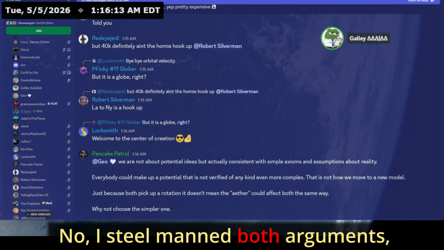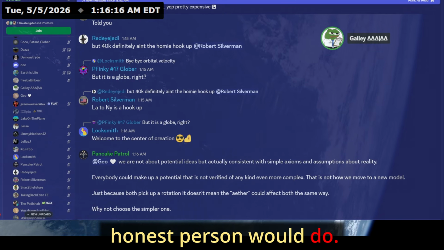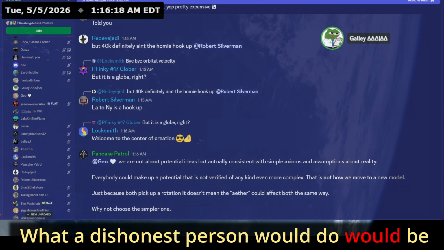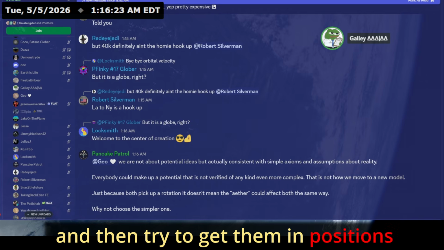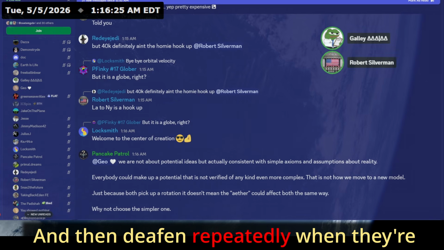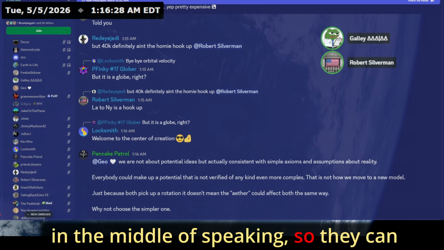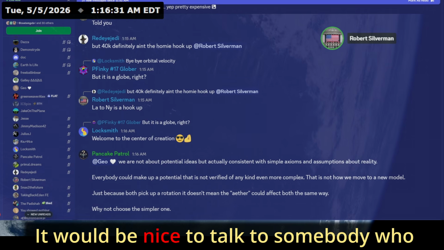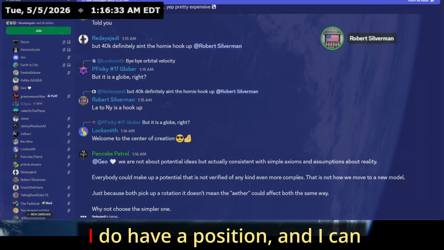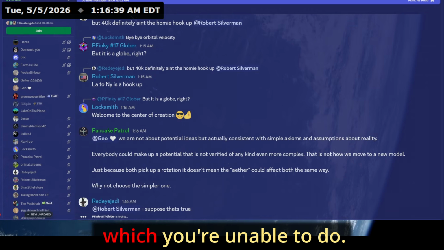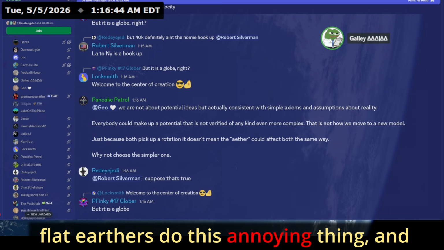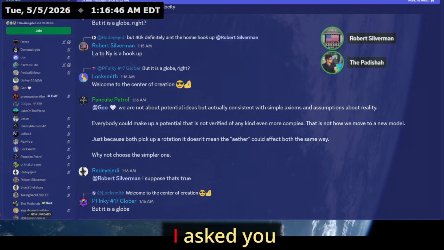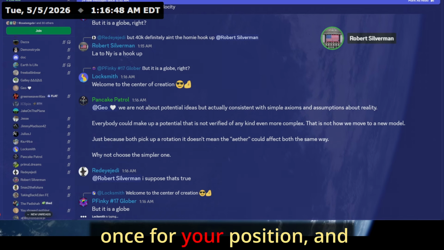No, I steel-manned both arguments because that's what an honest person would do. What a dishonest person would do would be to misrepresent and strawman what people say, and then try to get them in positions they didn't even take, and then talk over them repeatedly when they're in the middle of speaking so they can strawman them more. It would be nice to talk to somebody who actually had a position. I do have a position, and I can accurately steelman both positions, which you're unable to do. All you're able to do is say, all you flat earthers do this annoying thing and you don't do this other thing. I asked you once for your position.